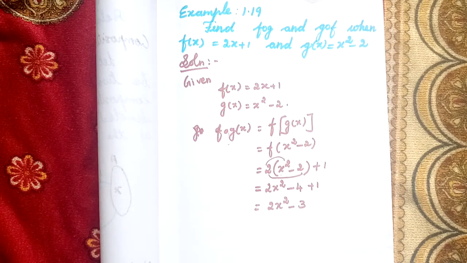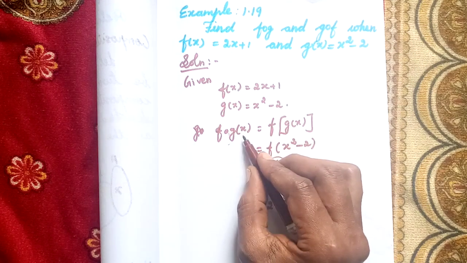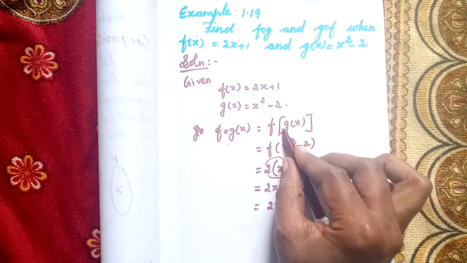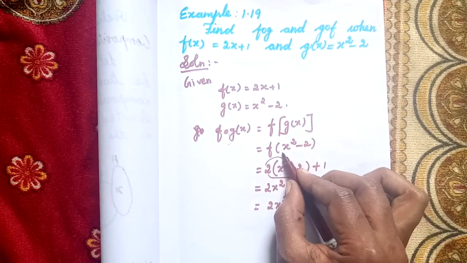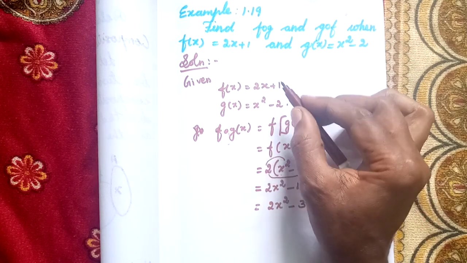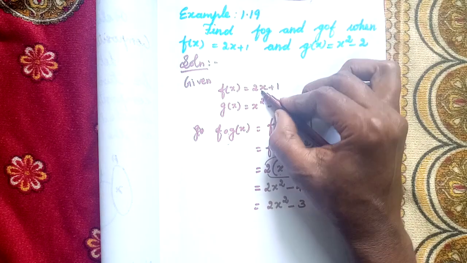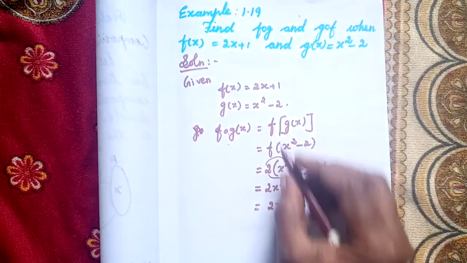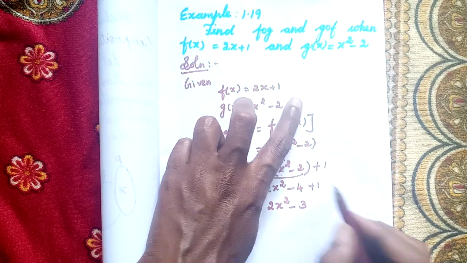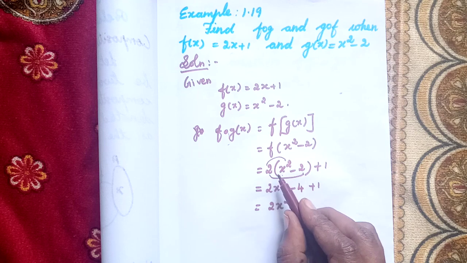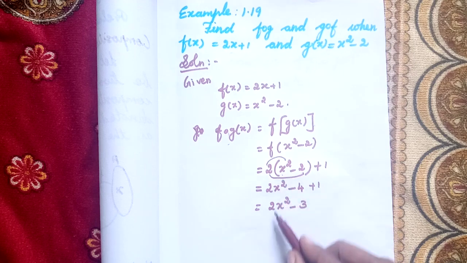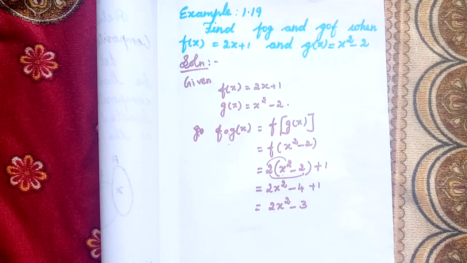Clear, students? First, f composite g of x is equal to f of g of x. In place of g of x, we have to substitute the value of g of x. Now f of x square minus 2. F of x means 2x plus 1. Here in place of x we have to replace x square minus 2. So 2 into x square minus 2 plus 1. 2 multiplied inside, 2x square minus 4 plus 1 is equal to 2x square minus 4 plus 1, which means minus 3.